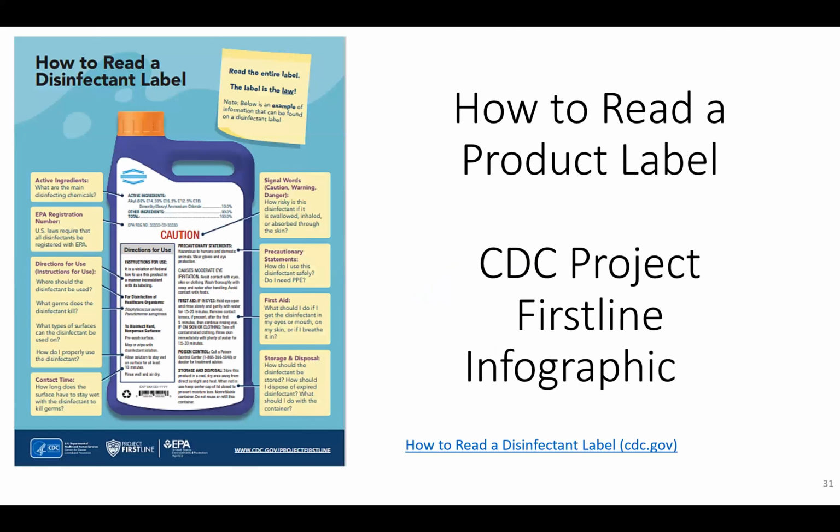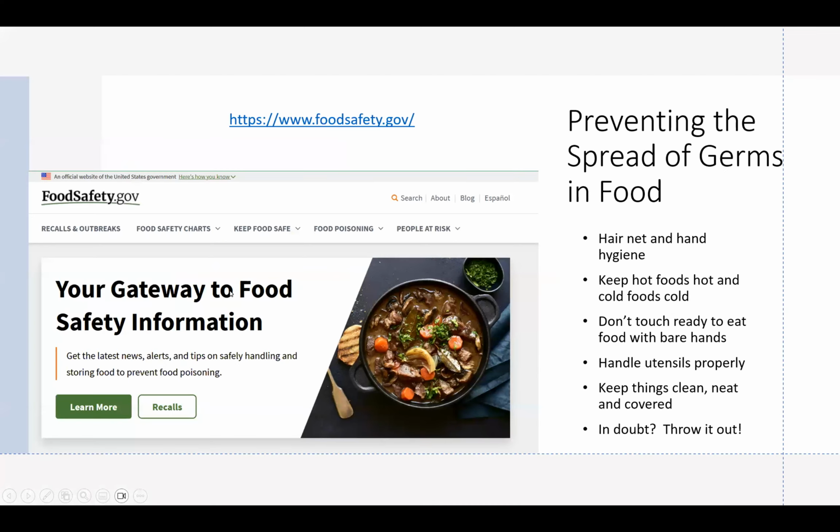CDC, once again, Project First Line, how to read a disinfectant label. The link is here. It gives you all of the different tools: what the active ingredients are, what the EPA registration number is, the contact time, how long the surface has to stay wet with the disinfectant to kill the germs, what the precautions are, what the first aid is, storage and disposal, and where it should be used. Reading the entire label is critical.